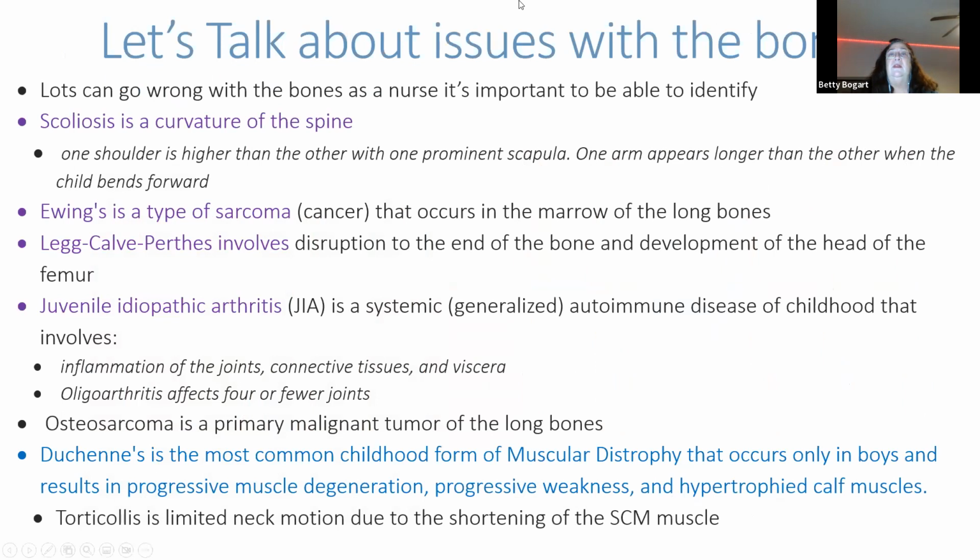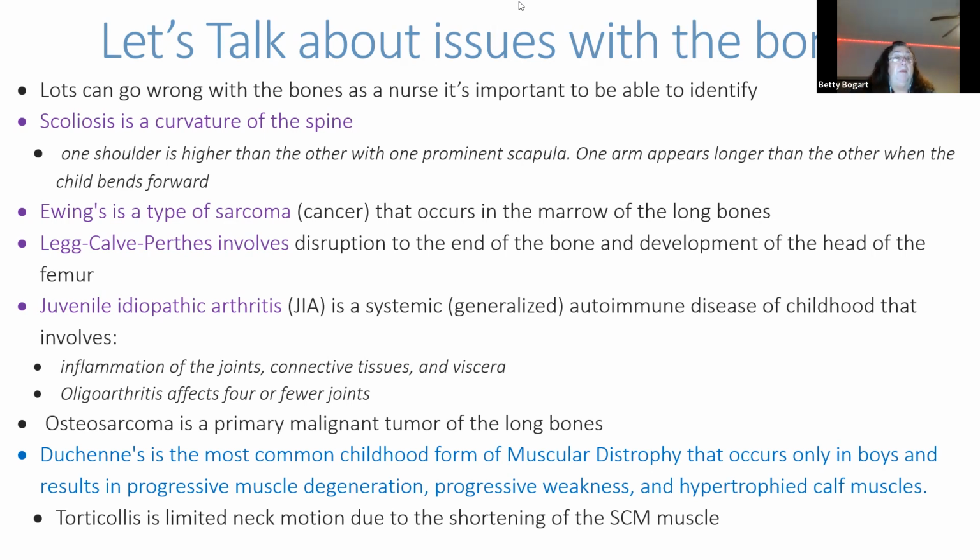So now let's talk about those issues with the bone. And we know that lots can go on with bones, okay? Number one, scoliosis, an S-shaped curvature of the spinal column. What you'll see is one shoulder is going to be pushed up, and you can see it. The other shoulder is down, so that arm is going to look longer than the other one. And you can see that when they're bent over, and you can see the S shape of their spine.